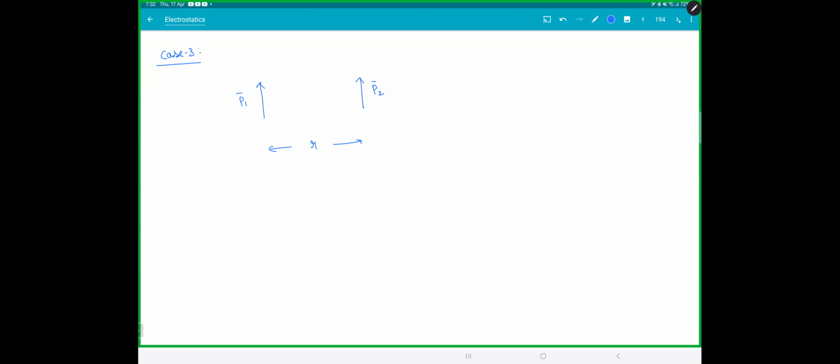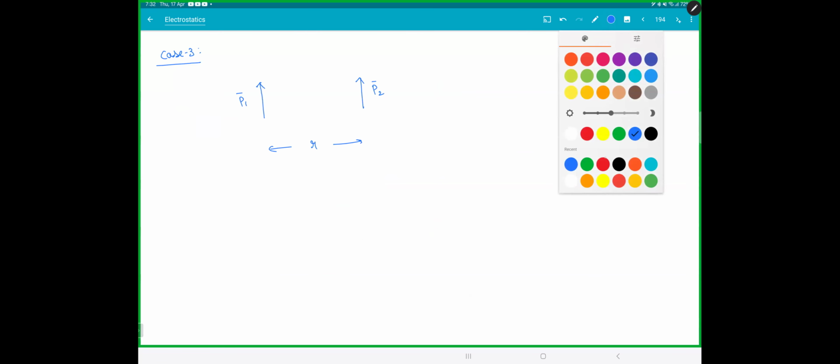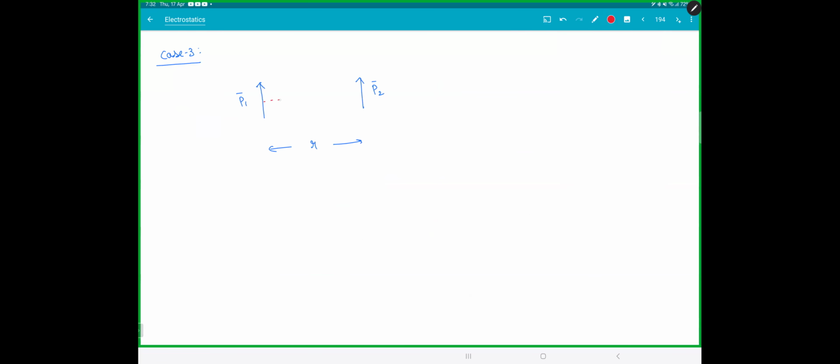Now, listen to this thing. So this is slightly different. So we can do like this. We use a different method here. So if you take any one dipole here, plus q and minus q here, what is the potential energy? The potential energy is minus p bar dot e bar.